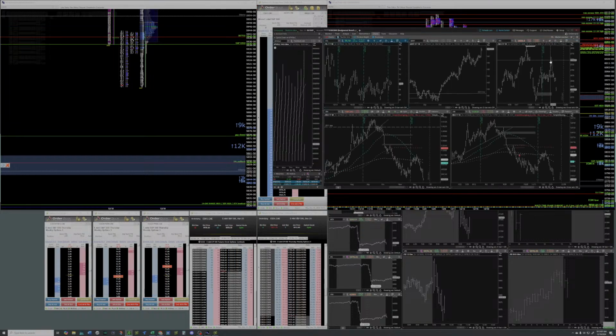Now check this out. Look at gold. Very, very, very volatile market. Nice, strong dollar. And look at the bonds. What's going on with bonds? The bonds are really bad, man.